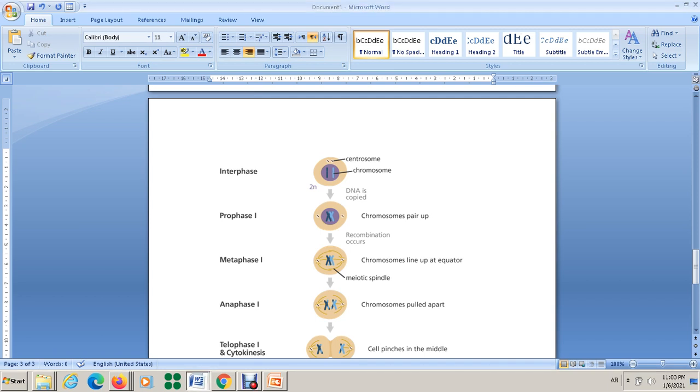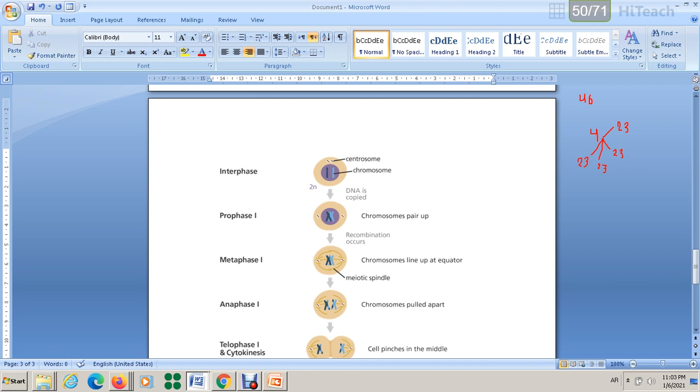How many cells will be produced? From one cell it will make 4 cells. This is the first thing you have to know. Each cell has half the number of chromosomes of the parent cell. At the end, if the parent cell has 46 chromosomes, each one of them has 23 chromosomes. 4 cells will be produced, and they are haploid cells. Where does this process happen? In the reproductive organs, in male and female.